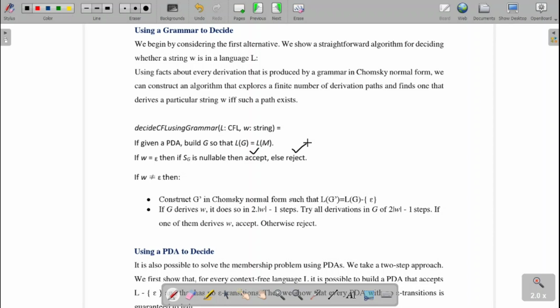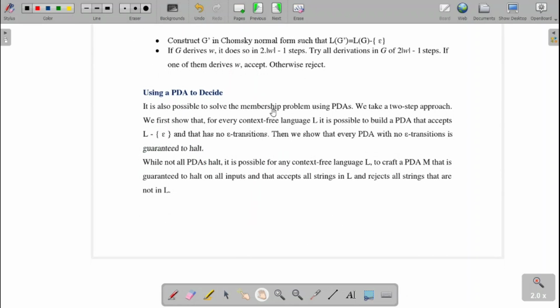Then the next one, the second method. What is the second method? We use the PDA for deciding whether W belongs to L or not. Right? As I told earlier, in a simple way, we can convert our PDA to the context-free grammar. Then you can apply this. That's the simple step. Or we have one more option also. Fine. So let us explore them.